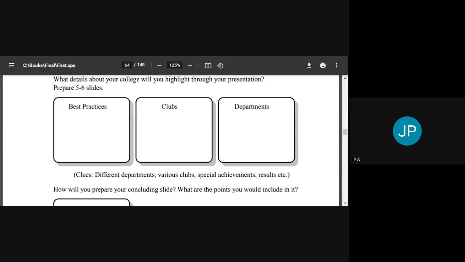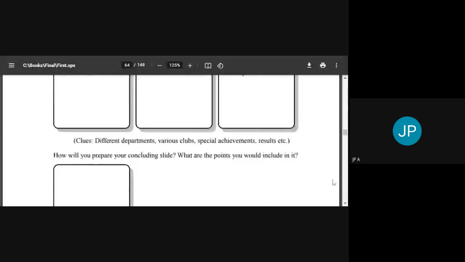You can prepare as many slides as required, and then after preparing these slides, you don't just run those slides. When the slides are shown on the screen, we also speak about them. Once we have finished all the points that we have to say, we can move to the concluding slide. So what are the concluding slides? What are the points that you will include? How will you prepare your concluding slide? What are the points you would include in it?